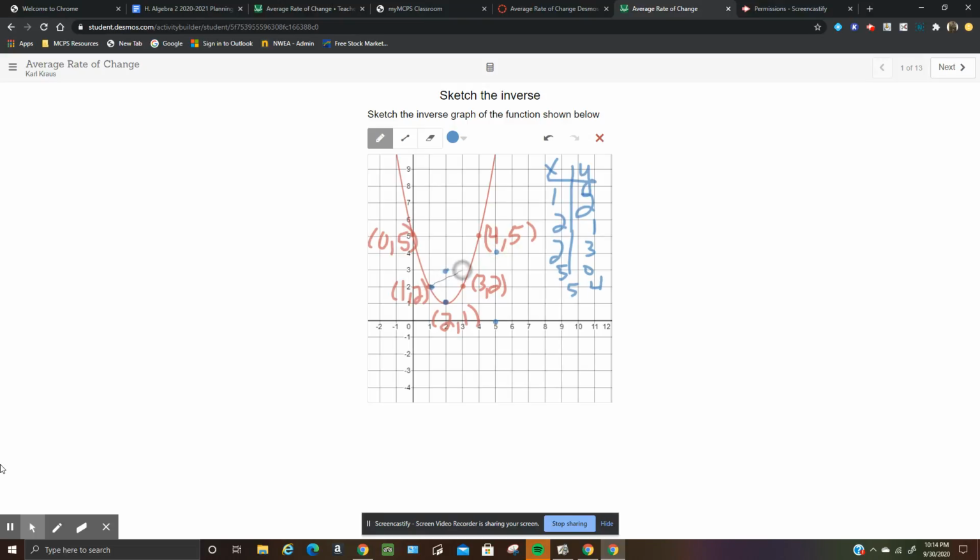So if I draw a graph through there, try to make that a little bit better. It should be a parabola on its side here. All right, so the blue graph is the inverse function there.